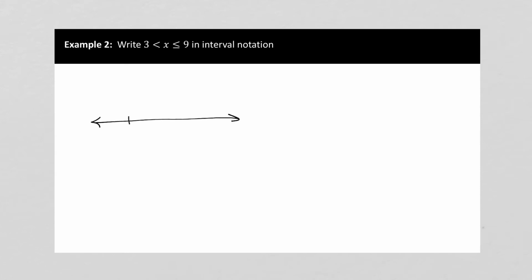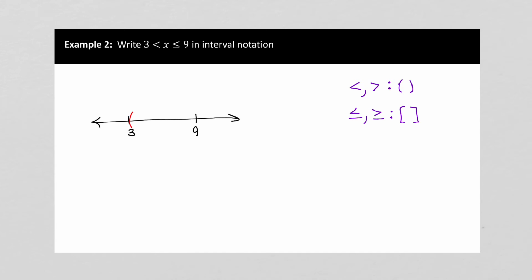I'm just going to put 3 here and 9 over here. And 3, because of the less than, we use parentheses. If it's less than or equal to or greater than or equal to, we use brackets. So we have less than, or we've got less than or equal to here.